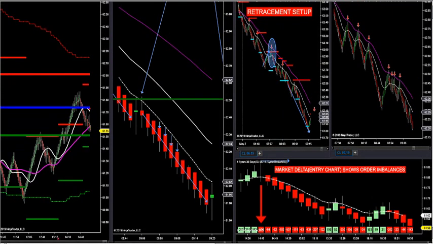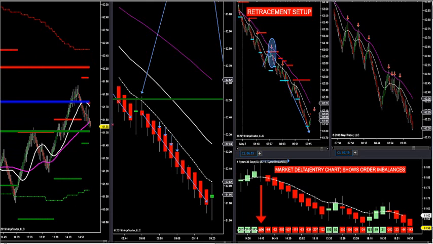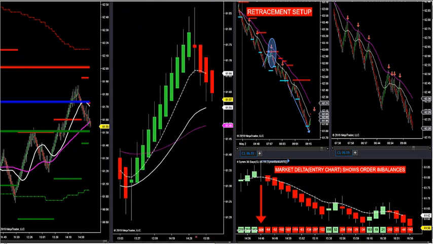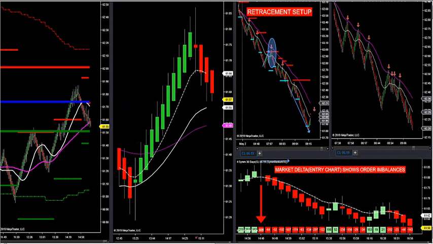We like to use market profile for support and resistance, as an added benefit. This is what the template looks like. Market profile, trend chart. We have our Fibonacci for the retracement trades, Fibonacci for momentum trades when they're all red or green, and market delta for entry. So your template is going to look just like this. That's what your template is going to look like.